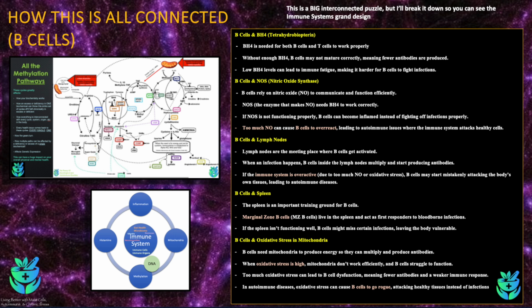B cells and lymph nodes. Lymph nodes are the meeting place where B cells get activated. When an infection happens, B cells inside the lymph nodes multiply and start producing antibodies. If the immune system is overactive due to too much nitric oxide or oxidative stress, so if you're drinking sodas, smoking, doing drugs, alcohol, or severe chronic stress, etc., this is going to have a huge impact on that. B cells may start mistakenly attacking the body's own tissue, leading to autoimmune diseases.